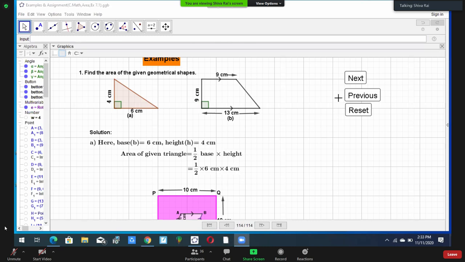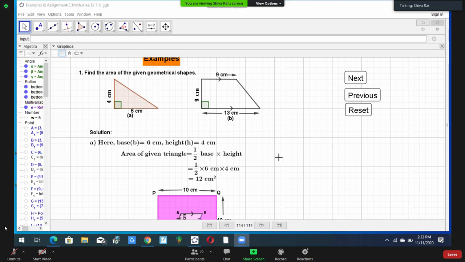Okay. After this, you look here. Now here 6 into 4 is 24, 24 divided by 2 how much will it be? Tell me. 12. You'll get the answer 12 centimeter square. Don't forget to write the unit also. Okay, look here, 12 centimeter square. Like this you'll get 12 centimeter square. Are you clear? Yes, sir. Okay.